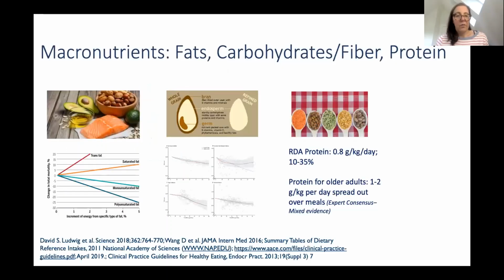Macronutrients. So fat, you can think of as 20 to 35% of our caloric intake. And in general, the quality of the fat matters. So we know that monounsaturated and polyunsaturated fats are better for us. And carbohydrates, I think of as about half of diet, but up to 65% of the calories that we need. And we know that whole grains are better for us.